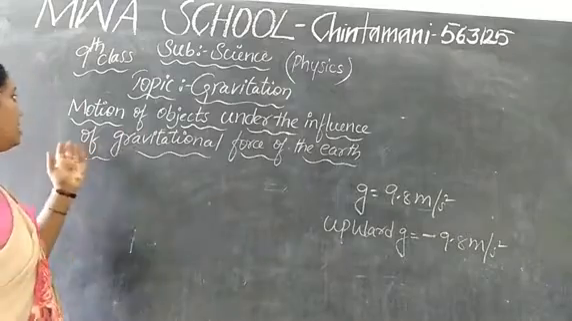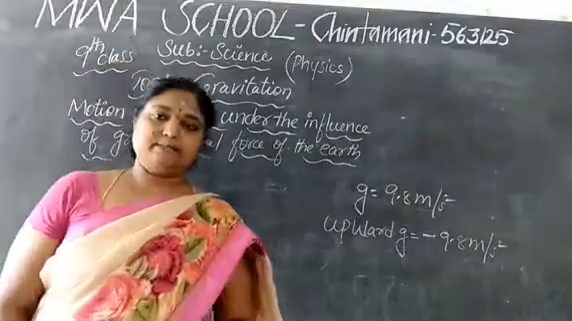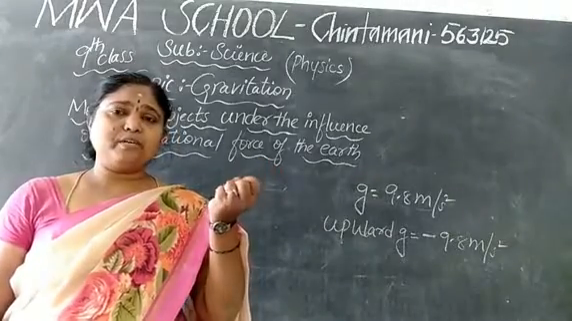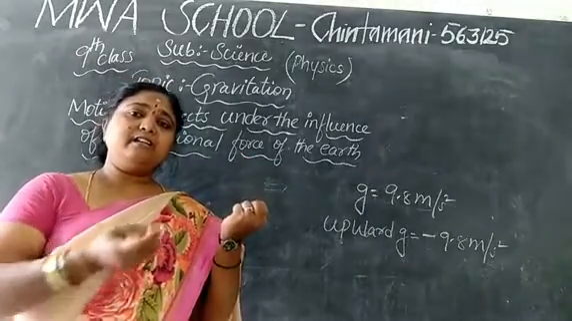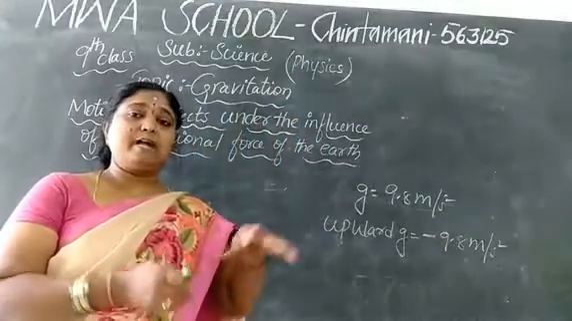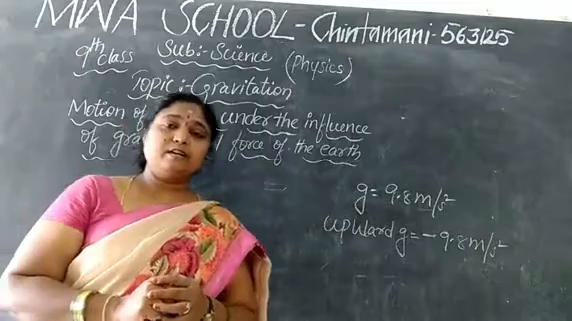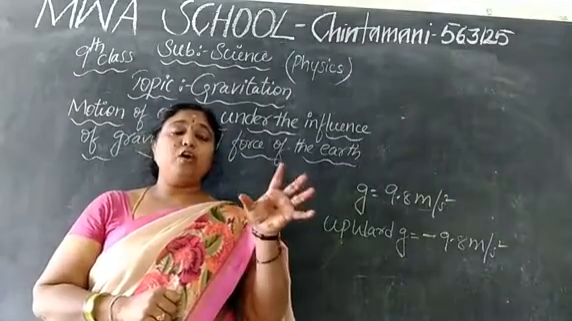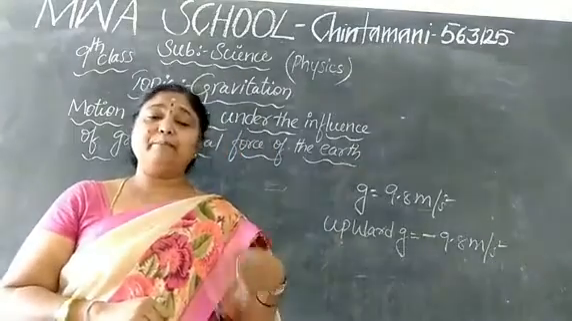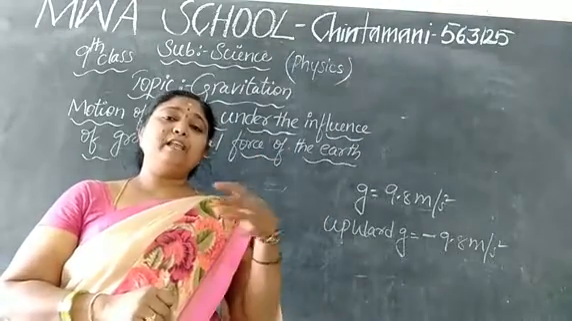And today's topic is motion of objects under the influence of gravitational force on the earth. Let me take one small example. Take a small piece of paper and wrap it, and take a small piece of stone. Go to your building upstairs and drop both simultaneously at a time. The question arises, which of the objects will fall very fast? You will say, ma'am, the stone will fall faster than the paper. Yes, very good.